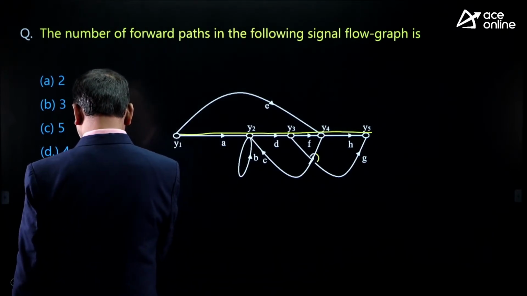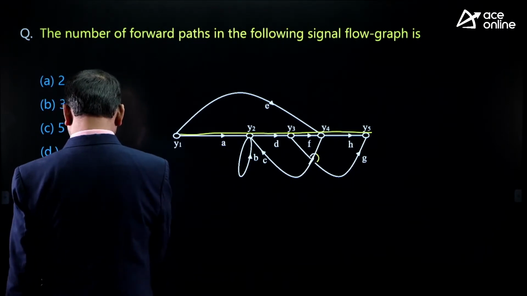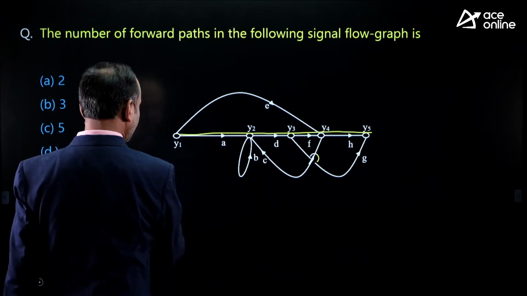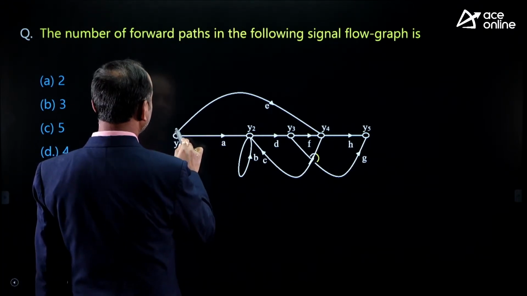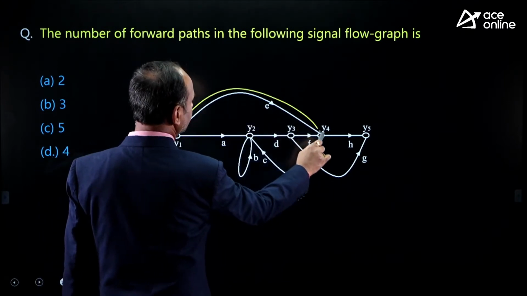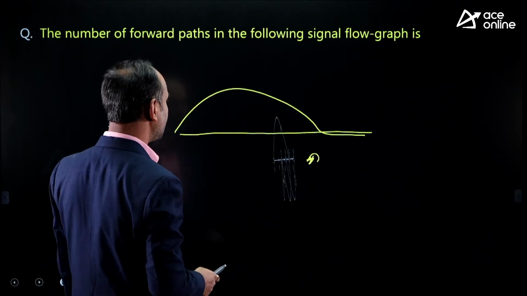Second forward path also there. Observe the second forward path here. So I am erasing this one. This is the first forward path, no doubt. This is the second forward path here. Correct? That is the second forward path.